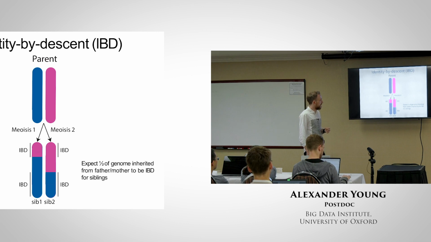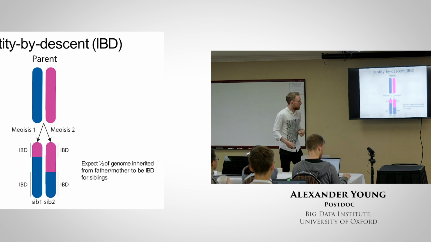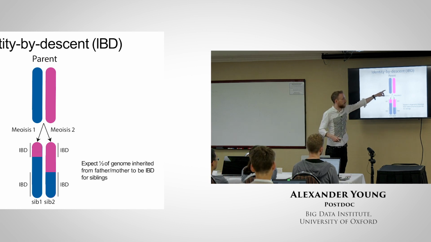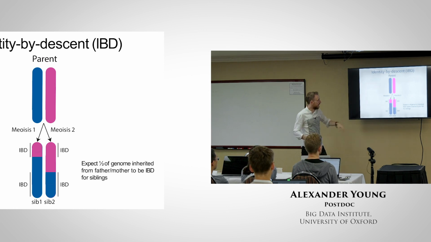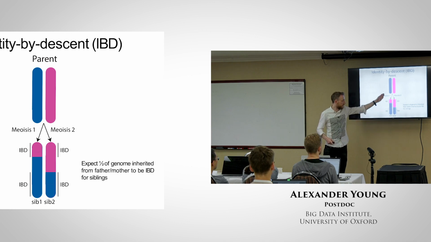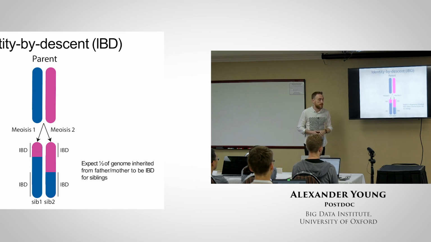So identity by descent is really saying, do you have segments of DNA, homologous segments of DNA, that are inherited from the same recent common ancestor? I'm just illustrating it here for siblings. So this is say the paternal side or the maternal side, so this would be the father or the mother. They have 2 homologous chromosomes here in 2 different colors. Then you have meiosis producing the inherited chromosome for one sib, and a different meiosis producing the inherited chromosome for another sib as a mosaic of the parental chromosomes.